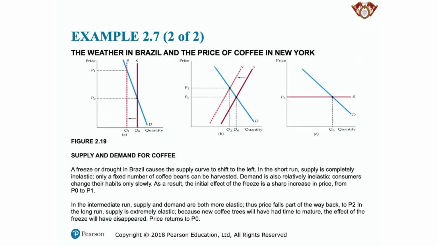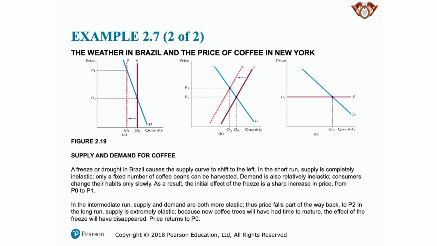So look, we studied this in this figure. That is the impact of weather in Brazil in the very short run, in the intermediate run, in the long run. So in the very short run, demand is like this. Supply decreases, shifts to the left, decreases greatly in the very short run, right? So price increases greatly, like this.